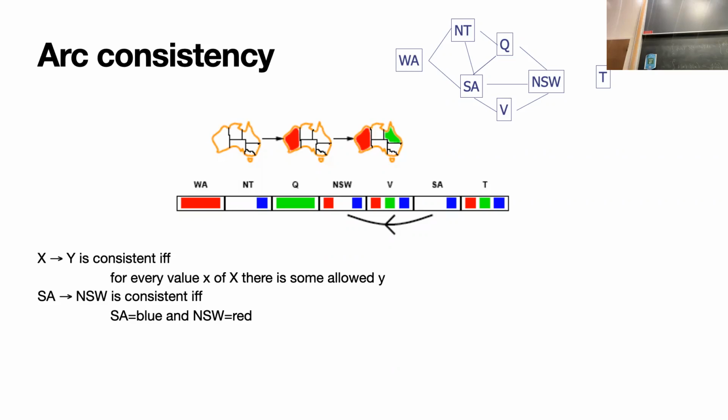Another way to think about this is I have some power over X, okay? I have some power over what is in the domain of SA. I have to check that for every value there of X, there is some allowed Y. Basically, that's saying whatever I do that's currently in the domain of X, there's some way that I can assign Y. This is essentially doing forward checking in one direction at a time, and then we'll show how we use this to enforce consistency across the entire space. Okay, so this was pretty simple.